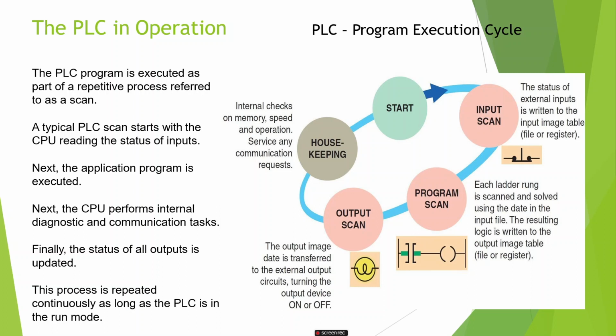Next, we will discuss the operation of the PLC. Generally, the PLC program is executed as part of a repetitive process referred to as a scan. A typical PLC scan starts with the CPU reading the status of the inputs, that is called the input scan. Next, the application program is executed, that is called the program scan.